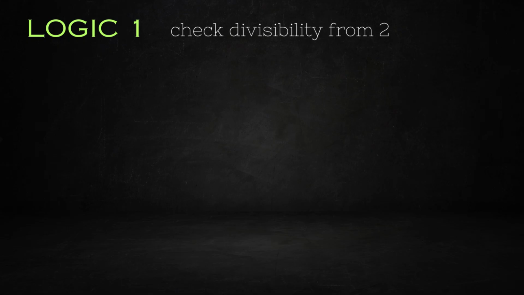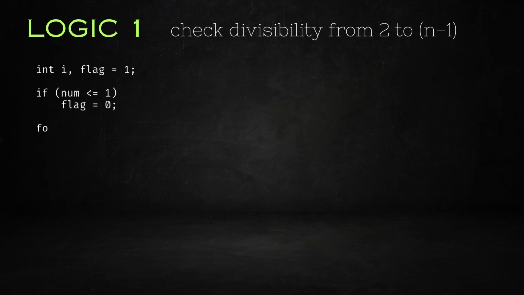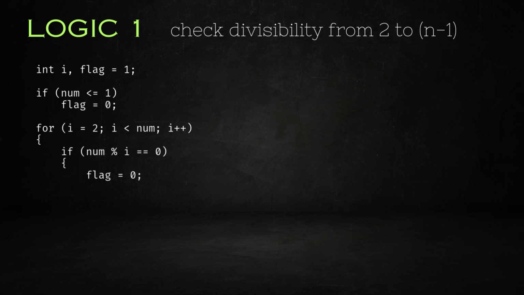Logic 1. Basic method. Check all divisors. This is the most straightforward method. We check divisibility from 2 to n-1. int i, flag = 1. If num <= 1, flag = 0. For i = 2, i < num, i++: if num % i == 0, flag = 0, break. If flag, printf prime, else printf not prime.